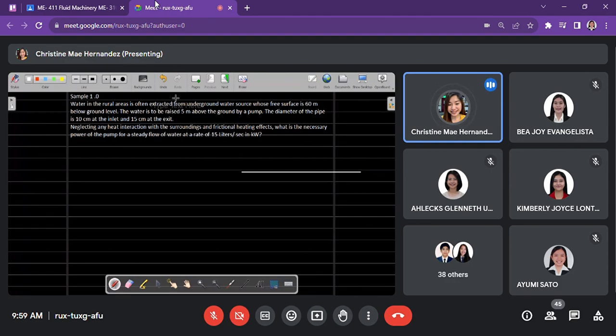So, ito, for example, ito-drawing natin yung pump natin. So, ano nga ba ang itsura ng pump or kung nasan yung height. So ito yung sinasabing underground water source.